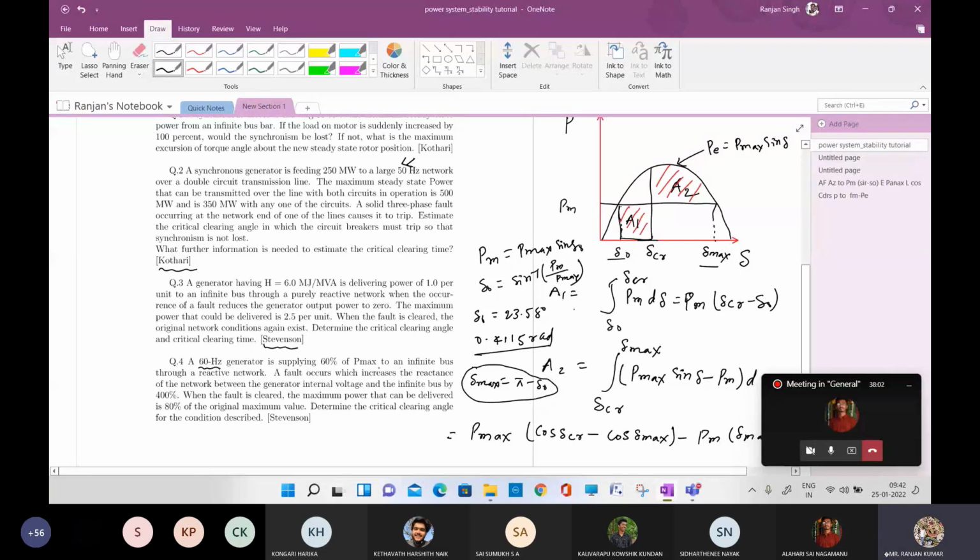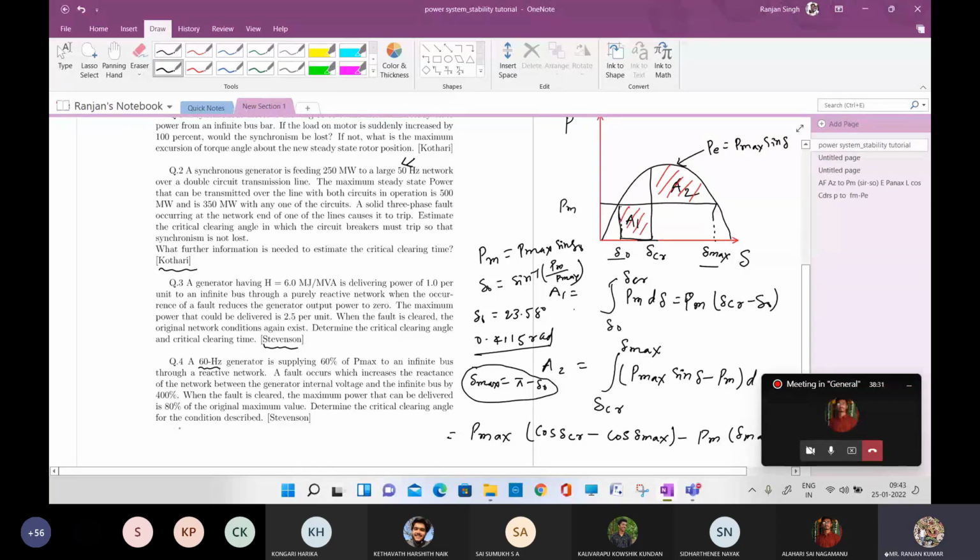60% of P maximum to an infinite bus through a reactive network. A fault occurs which increases the reactance of the network between the generator internal voltage and the infinite bus by 400%. When the fault is clear, the maximum power that can be delivered is 80% of the original maximum value. Determine the critical clearing angle for the condition described.